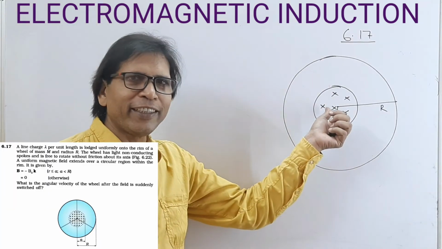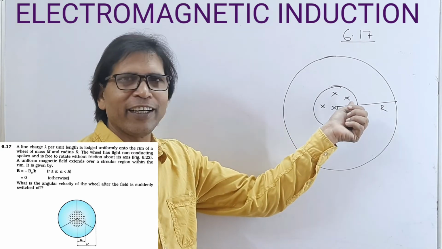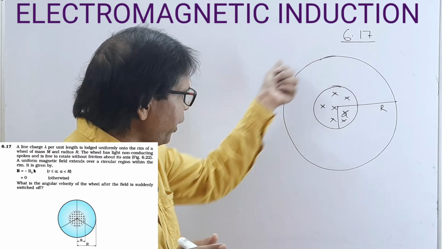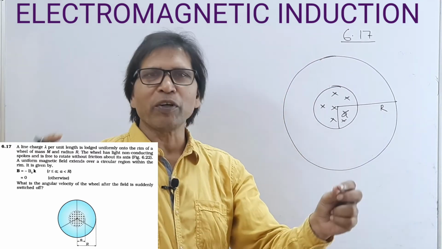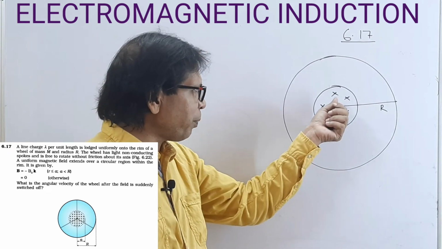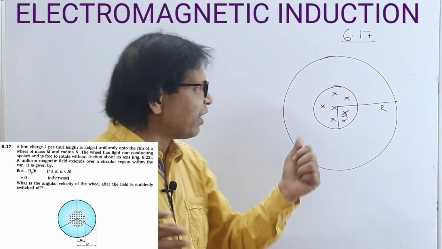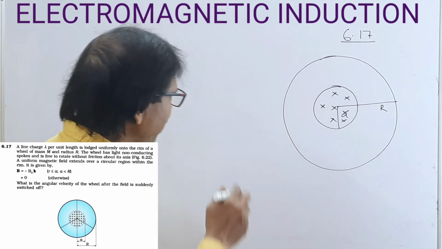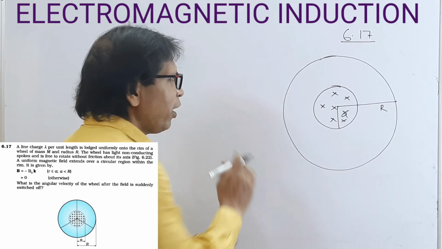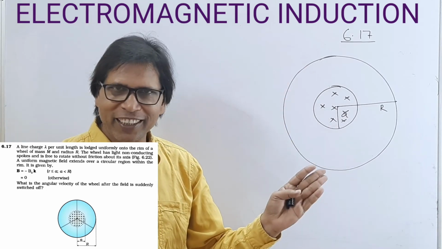Now a numerical. Now look at this. This is the magnetic field B existing in this region. This is a circular coil of radius R, mass M, free to rotate about this. We have to calculate the angular velocity when the magnetic field changes from B0 to 0. So look at this, there is a changing magnetic field. The changing magnetic field is B0 by T. Now we have to calculate the angular velocity of it.